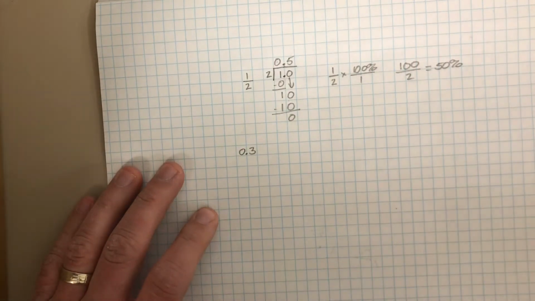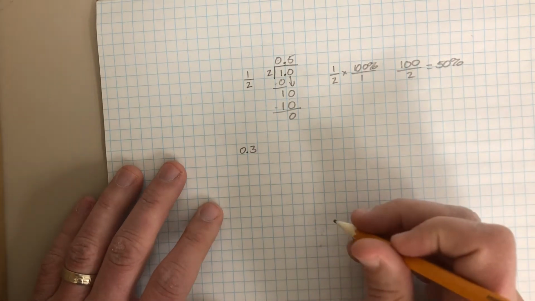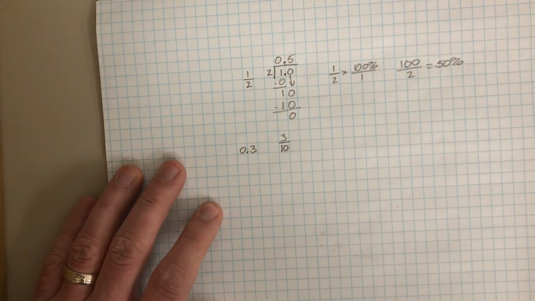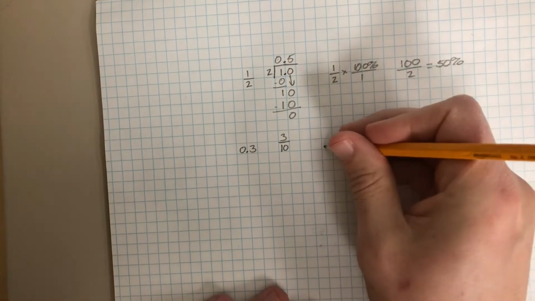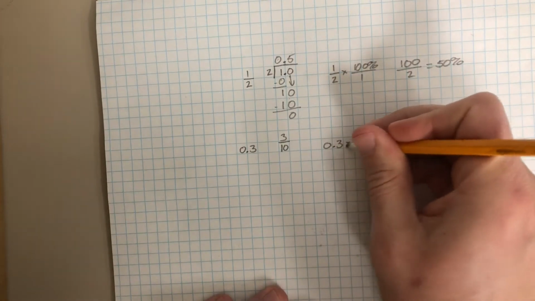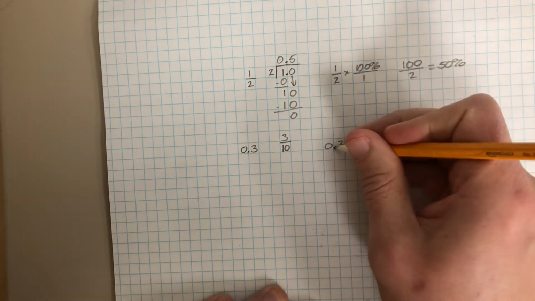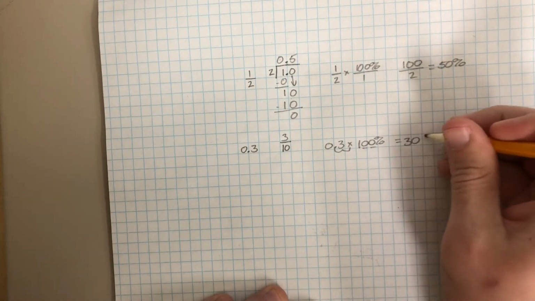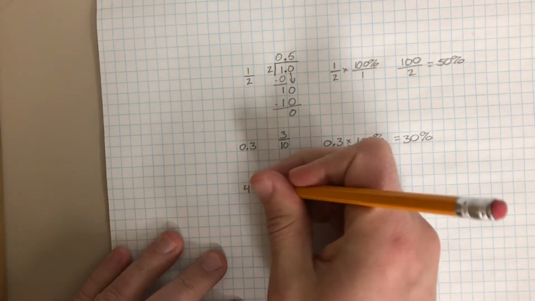Okay? What if I start with the decimal 0.3? Well, 0.3 converted to a fraction is pretty simple. It's 3/10. Now, if I wanted to convert this into a percent, I could take 3/10 times 100%. If I'm multiplying by 100, I have 2 zeros, so I'm moving the decimal 2 places, and that would give me 30%.